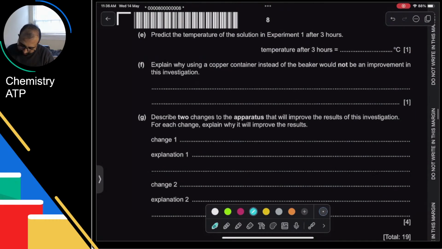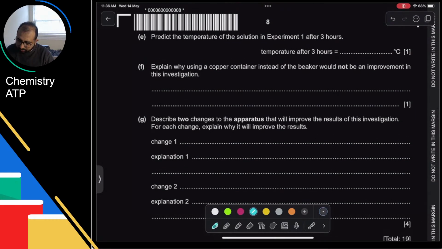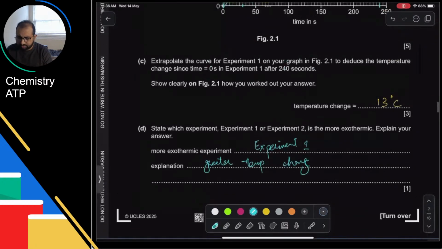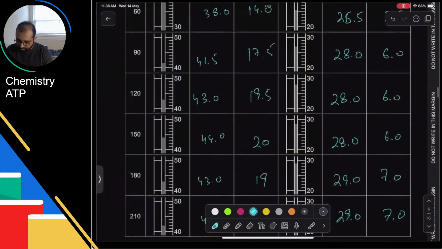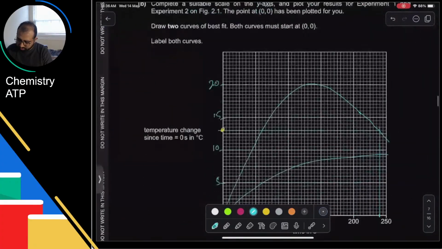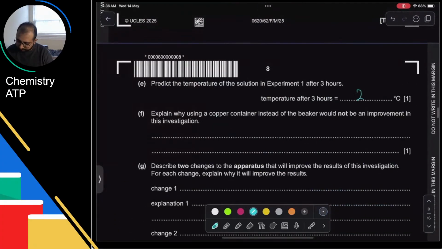Okay, predict the temperature of the solution of experiment after 3 hours. After 3 hours, it will go back to the room temperature. So room temperature was 24, so it's gonna come back to 24.